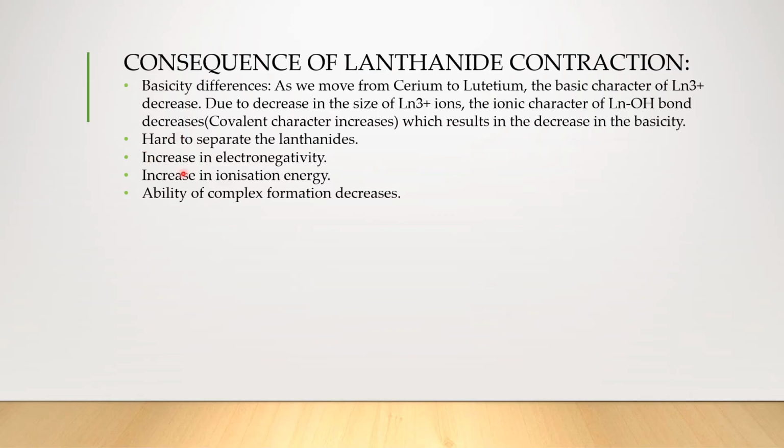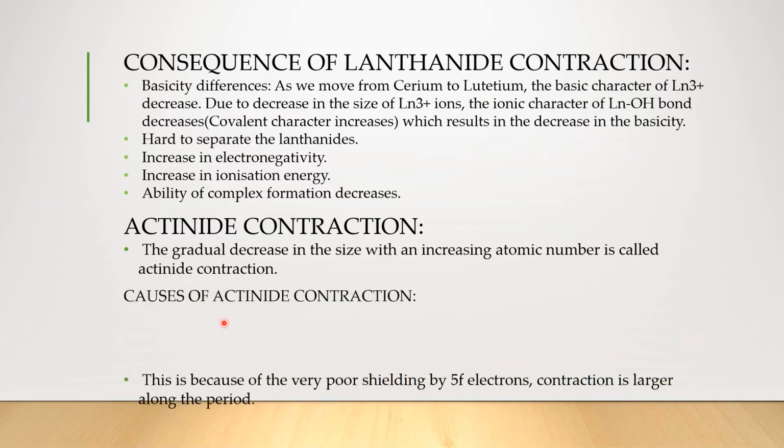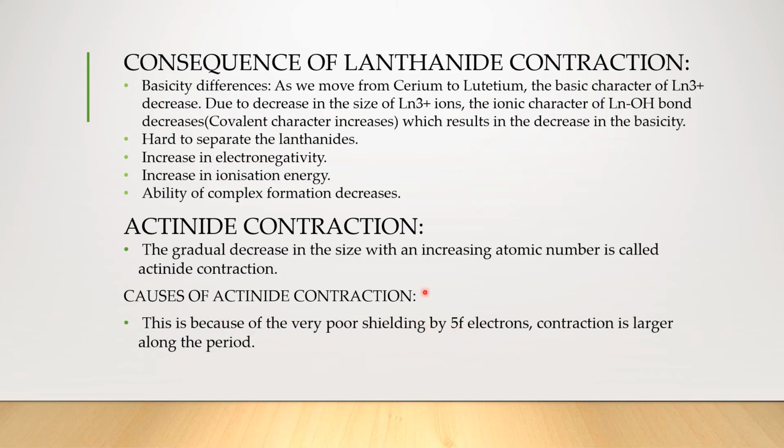And then the next one is that it is hard to separate the lanthanides. It is very hard to separate the lanthanides, and there is an increase in electronegativity and increase in ionization energy, and decrease in the ability to form complexes. Okay, and then the next one we are going to see is the actinide contraction. That is, it is the same as lanthanide contraction. When the size of the atom or ion decreases with increase in atomic number in 5f, the cause is poor shielding of 5f electrons. Okay, so larger is the contraction along the period.